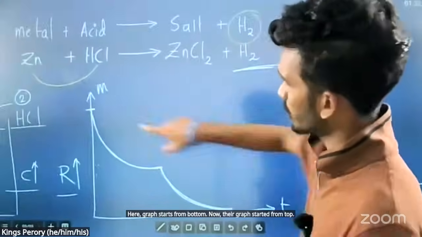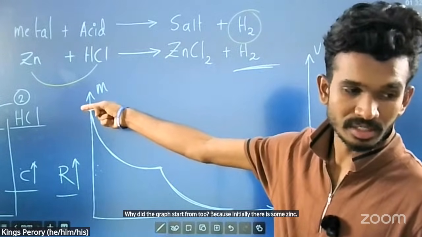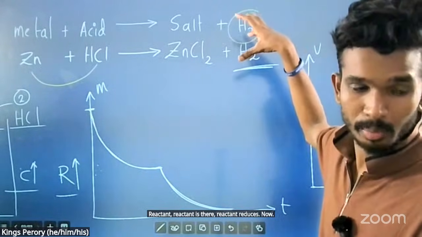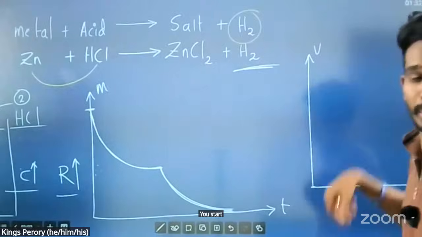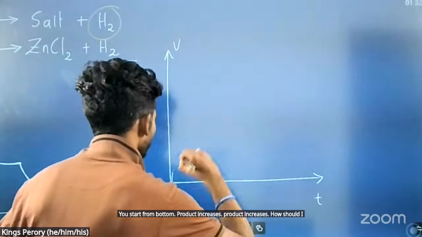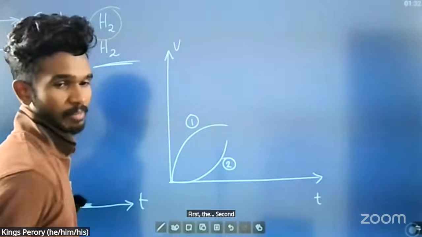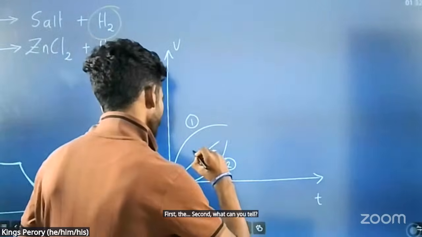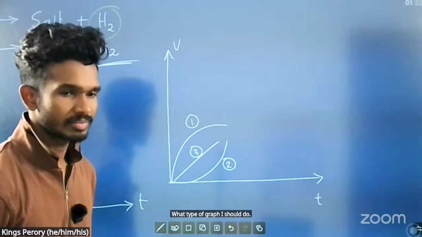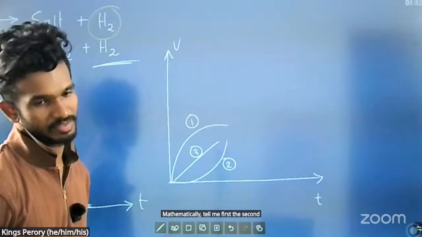Why did the graph start from the top? Because initially, there is some zinc. Reactant is there, and the reactant reduces. Now we are drawing for the product. Product, you start from the bottom. Product increases. How should I draw the graph? Mathematically tell me, first the, second the, third the, what type of graph?